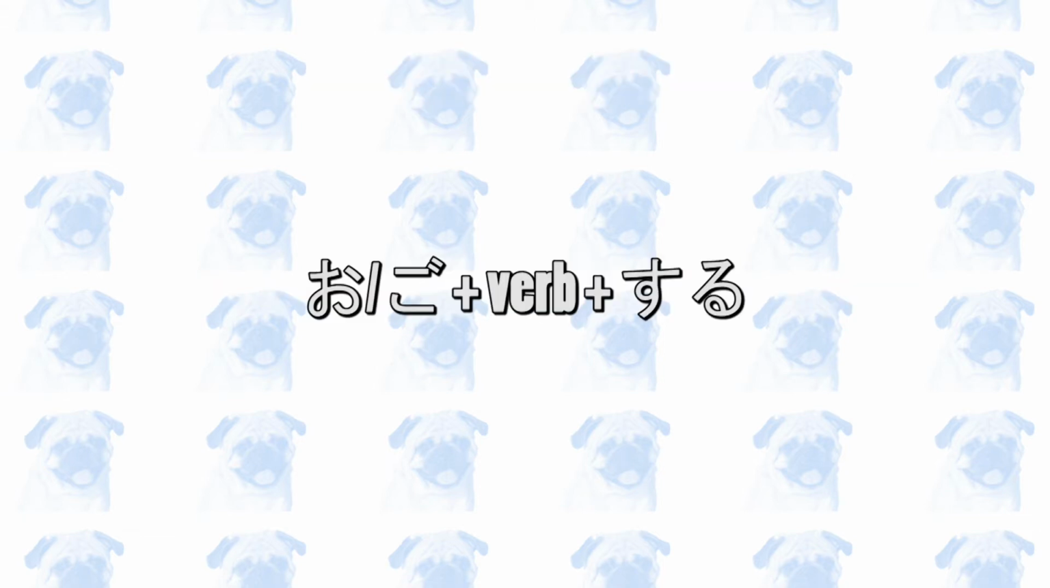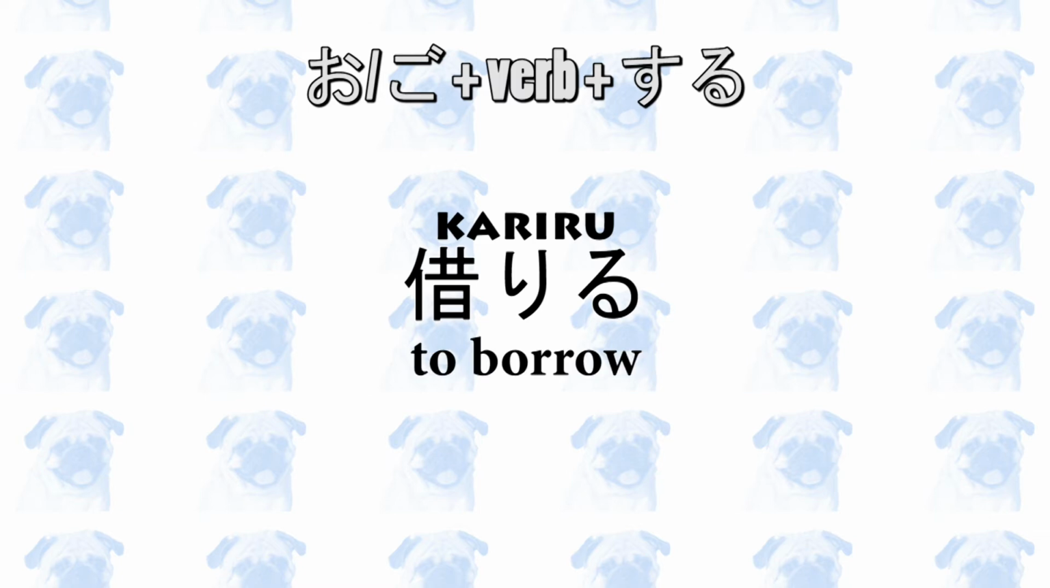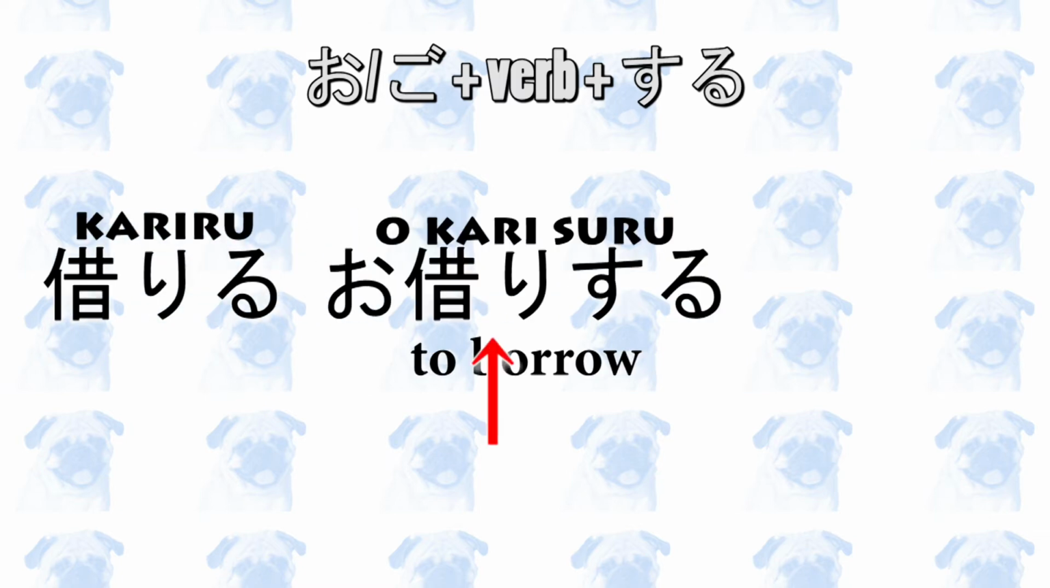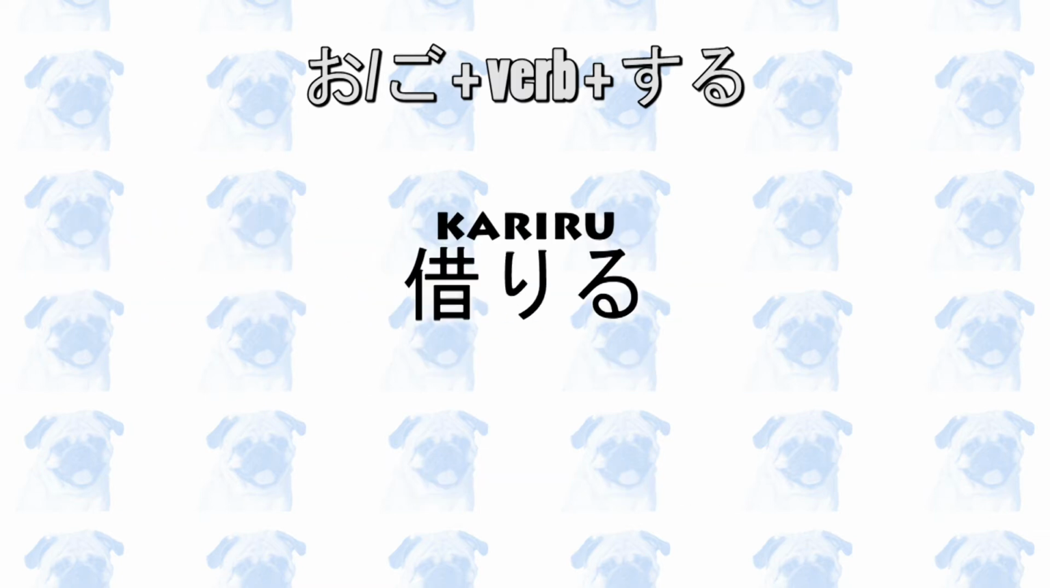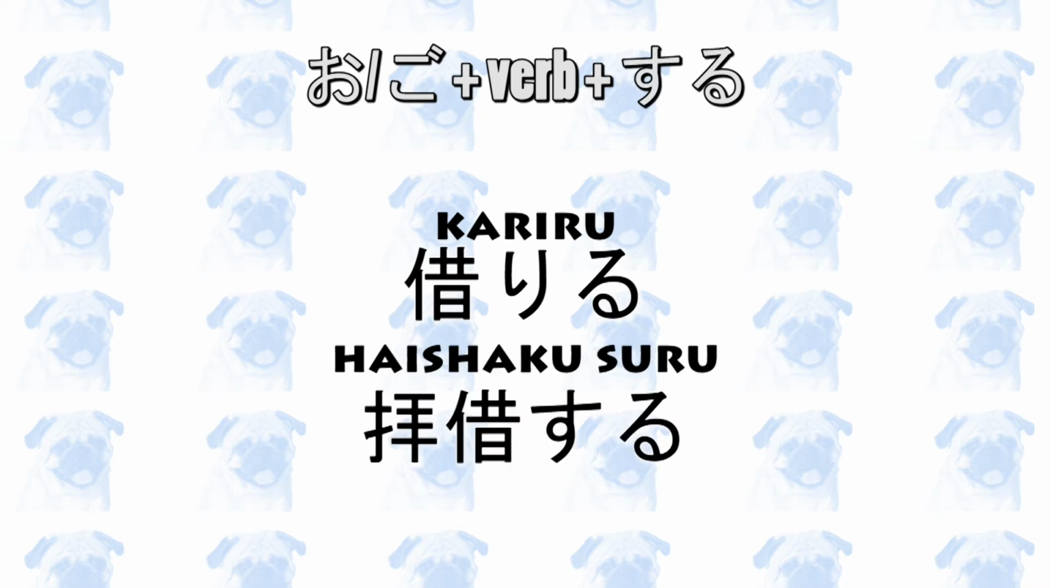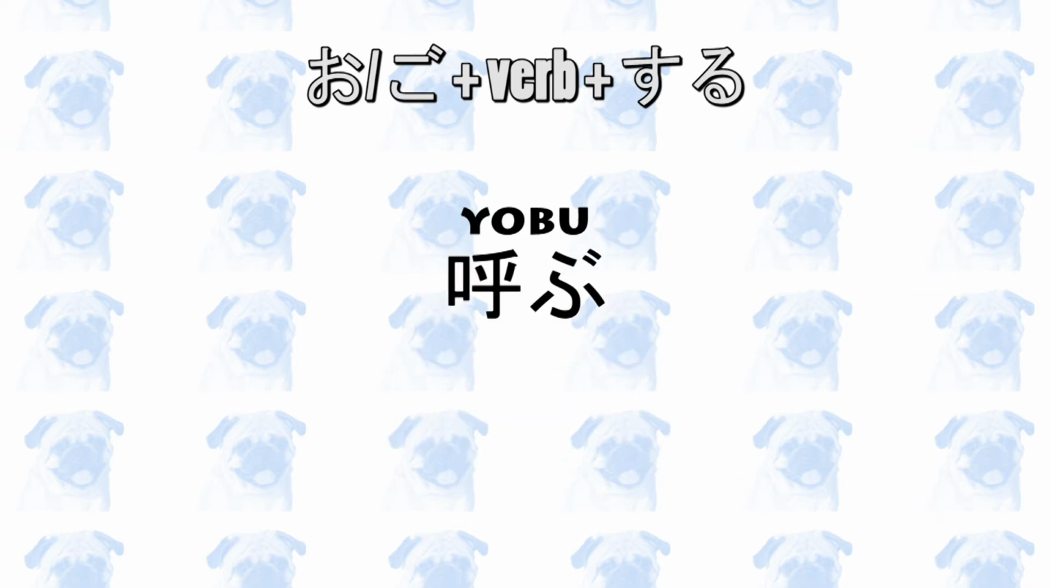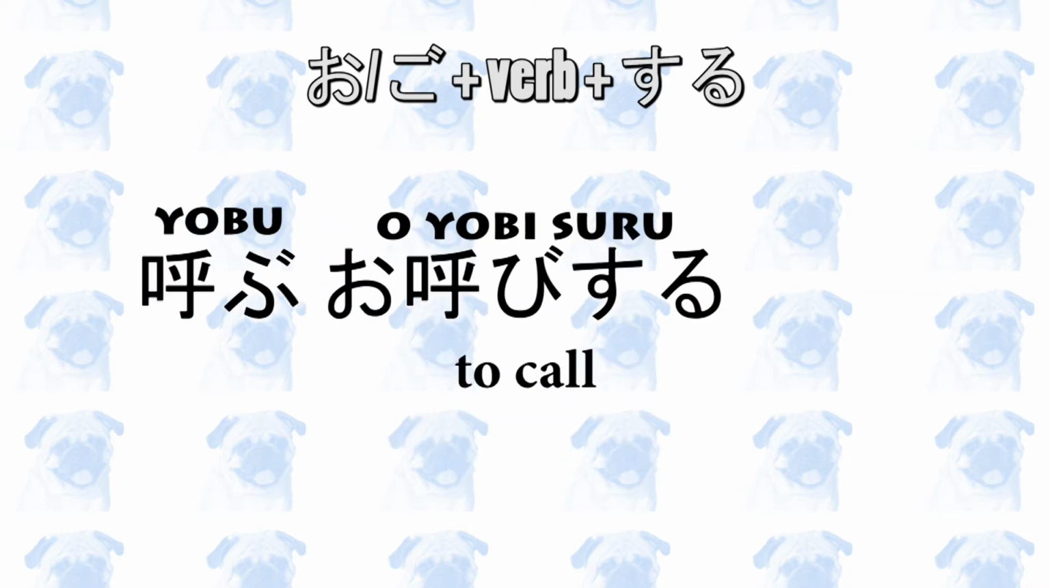In the second verb form of kenjou, you add o or go before a verb and する after the verb. For example, 借りる or to borrow becomes お借りする. Note that the verb in the middle is in the ます form. This verb also has an irregular form, 拝借する. Another example, 呼ぶ or to call becomes お呼びする. This verb does not have an irregular form.